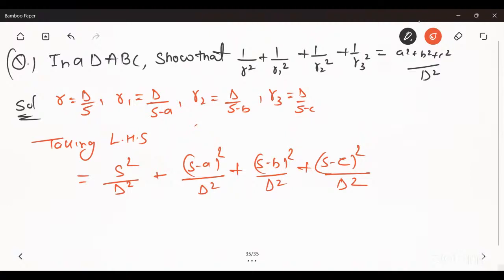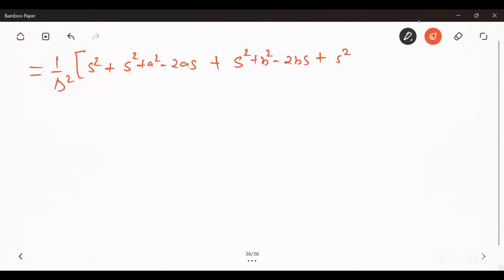Now I'm taking 1 upon delta square common. So I will get S square plus S minus A whole square plus S minus B whole square plus S minus C whole square. So 1 upon delta square is equal to S square plus S minus A whole square, which is S square plus A square minus 2AS, plus S minus B whole square, which is S square plus B square minus 2BS, and S minus C whole square is S square plus C square minus 2CS.